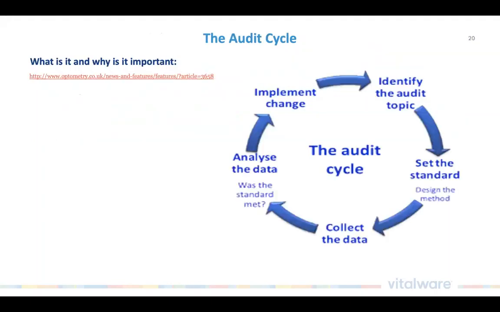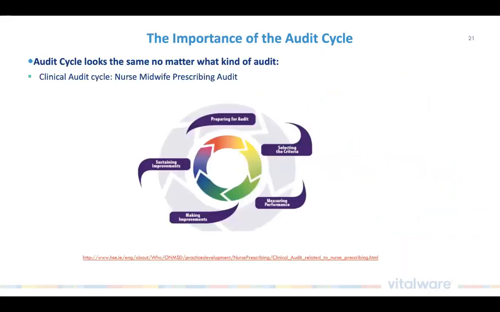So what does it look like? I'm going to show you audit cycles from different groups and show them they're the same. In this one, we identify a topic, set a standard or design the method, collect the data, analyze the data against the standard, and implement any changes. In the next one, here's a nurse midwife prescribing audit. They set the standard, select the criteria, measure the performance against the criteria, make any improvements, and sustaining improvements is basically that re-audit phase. So it looks identically the same.